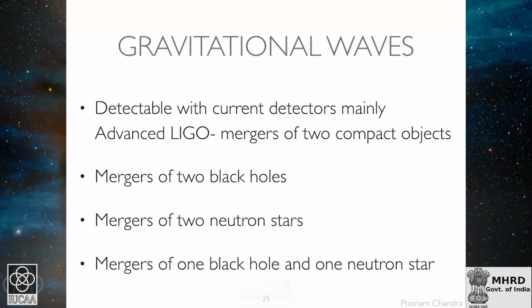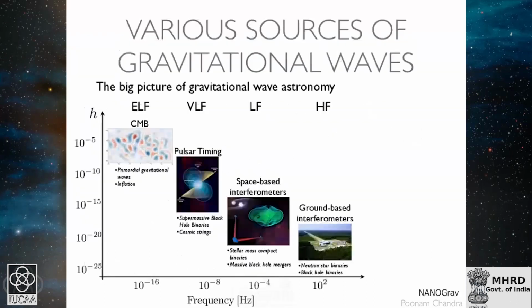Gravitational waves. Well, in this diagram there are various sources of gravitational waves. In this plot, on the x axis I have plotted frequency. On the y axis it is the strain, or in some sense the amplitude of the gravitational waves. ELF, VLF, LF and HF are extremely low frequency, very low frequency, low frequency and high frequency.